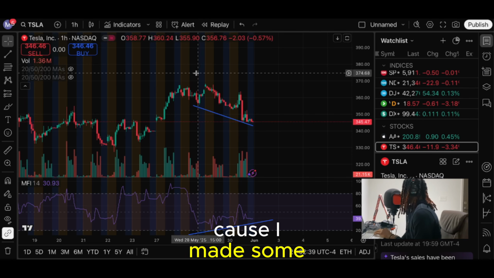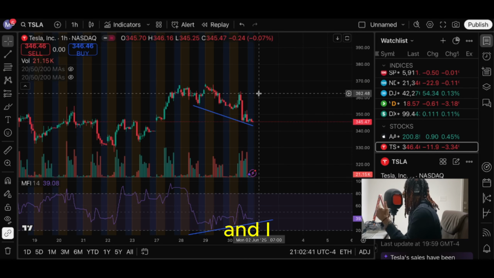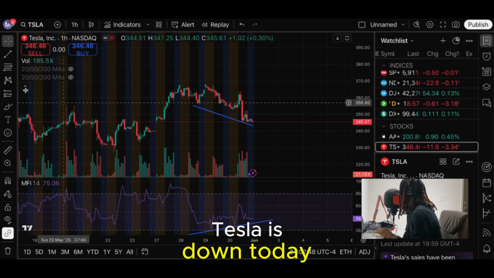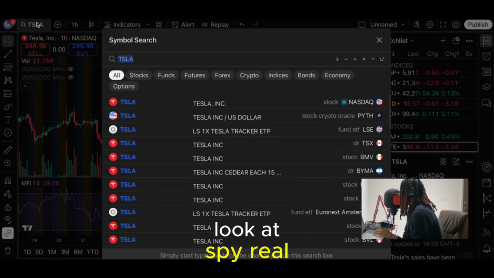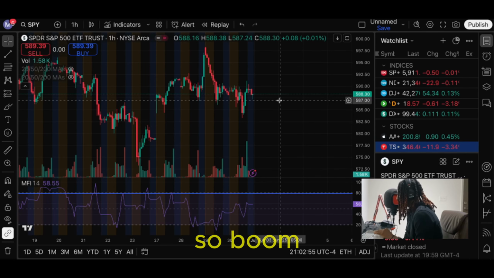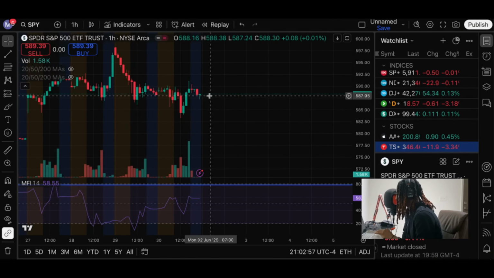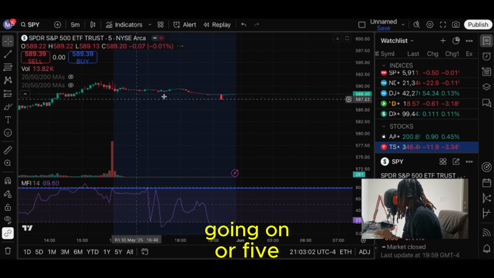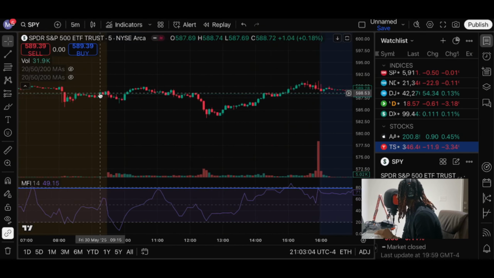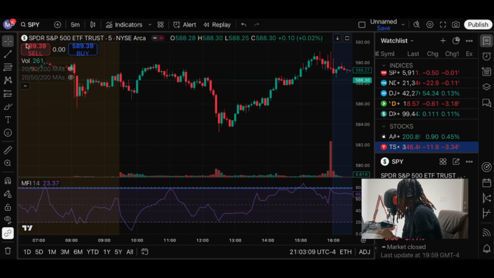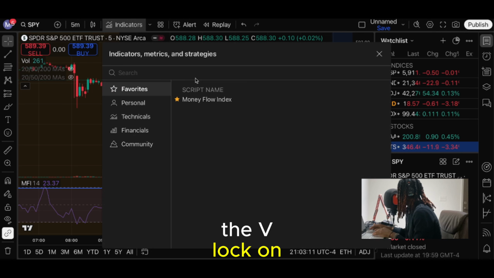Because I made some money off puts today on SPY, and I was just watching the market drop. But SPY actually reversed. So it's actually a rare case where Tesla is down today and SPY is up. We're gonna take a look at SPY real quick. Let's do it. So boom. We go to the 10 minute, see what's going on. Or 5 minute. We look at 5 minutes. Let me just put the VWAP on there.